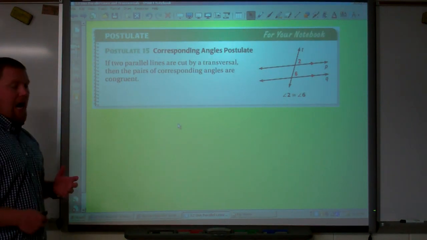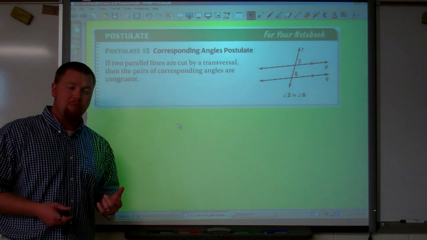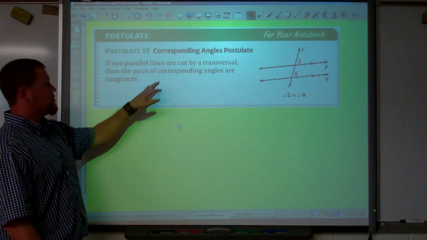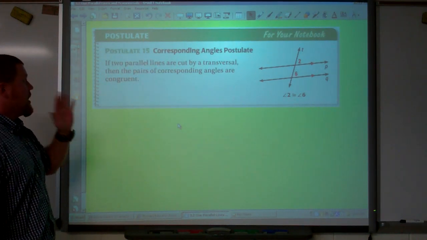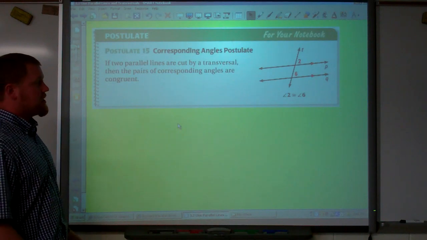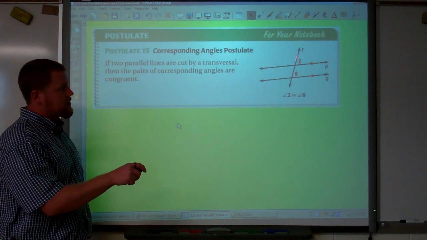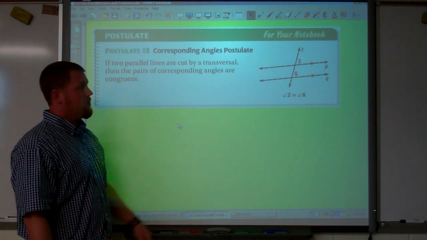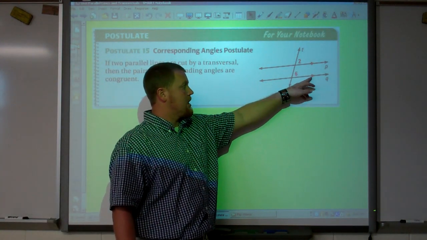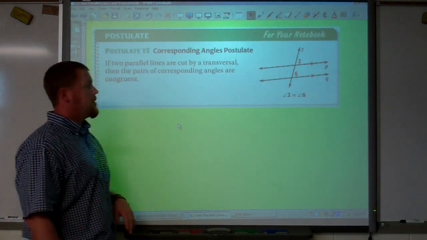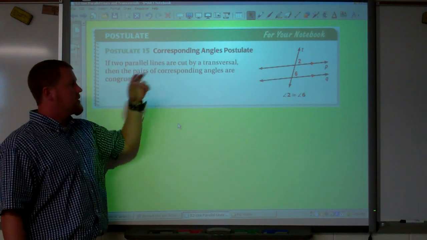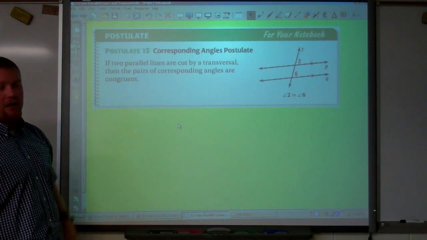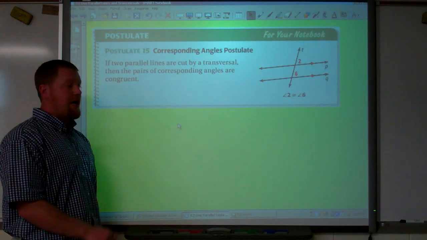Okay, so first off, how are those angle pair relationships affected by parallel lines? First one we're looking at is corresponding angles. If two parallel lines are cut by a transversal, line T here is our transversal, lines P and Q are parallel. And again, the triangles on the lines remind us that those lines are parallel. So, if two parallel lines are cut by a transversal, then the pairs of corresponding angles are congruent.